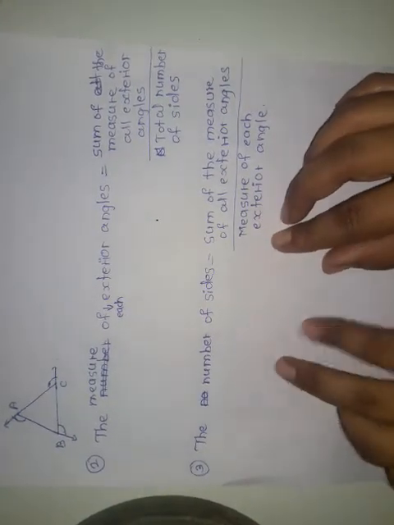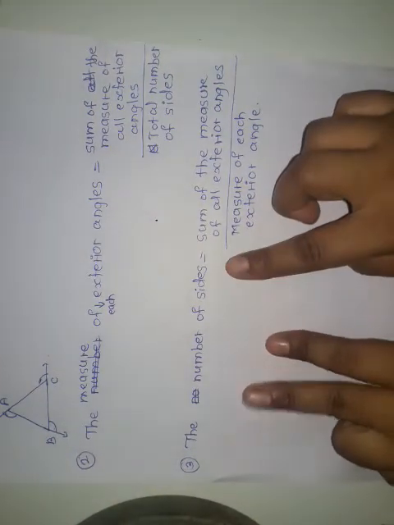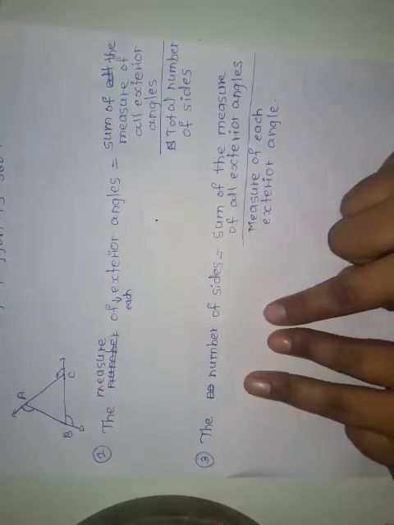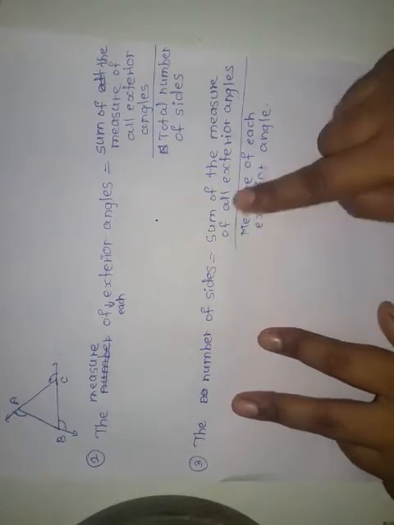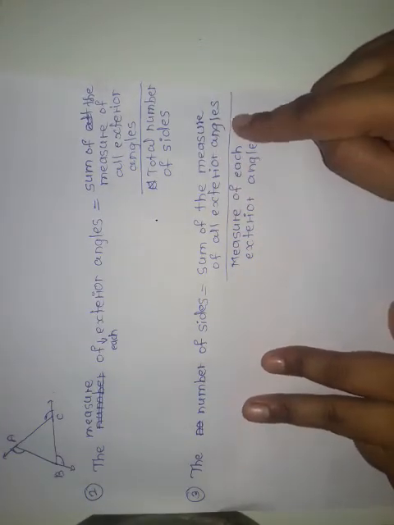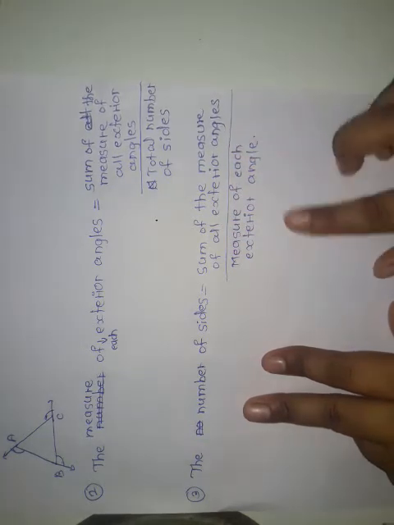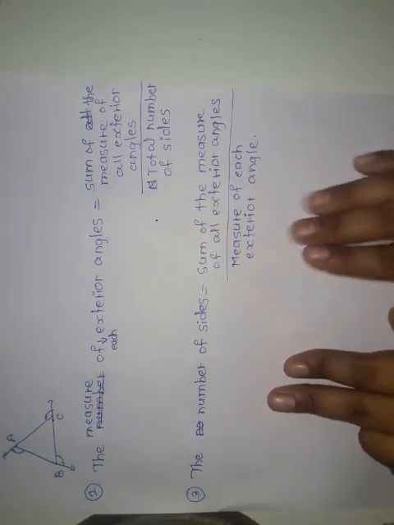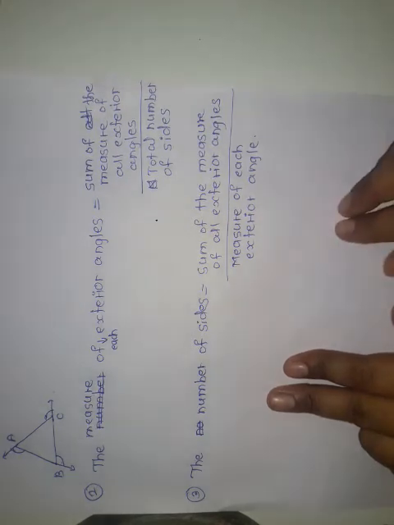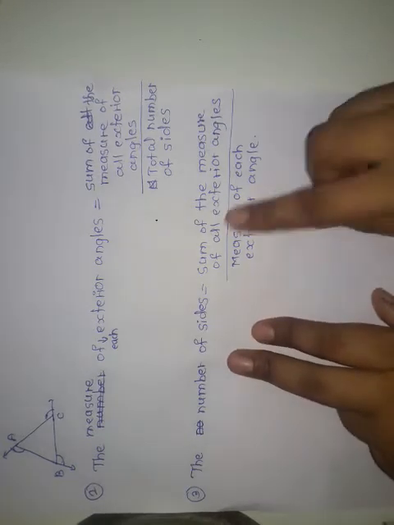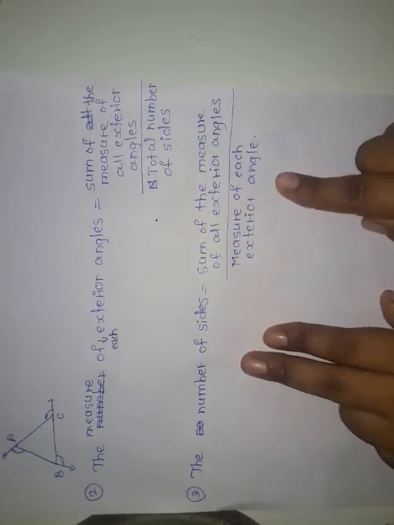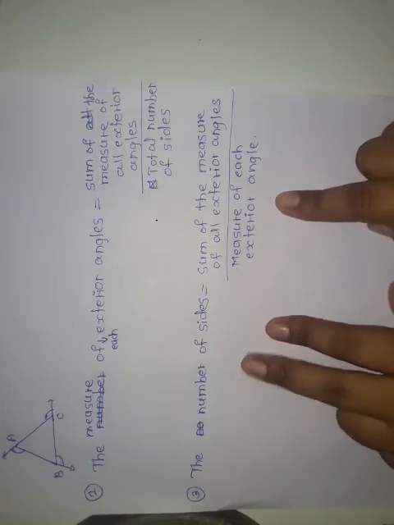Then the next point is the number of sides. If we have to find how many sides a polygon has, we use the formula: sum of the measures of all exterior angles upon the measure of each exterior angle. Here, the measure of each exterior angle is given to us. Suppose 45 degrees is given. Then we divide the sum of the measures of all exterior angles by the measure of each exterior angle, and we get the number of sides.